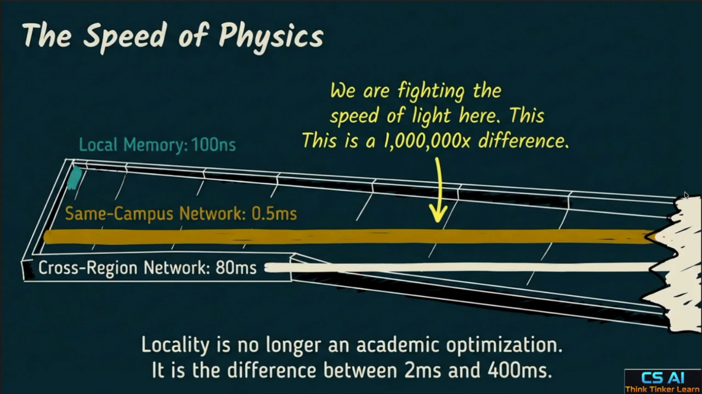Accessing local memory takes 100 nanoseconds, while a cross-region network call can take 80 milliseconds. That's a 1 million x difference. Locality isn't just an academic optimization. It is literally the difference between a lightning fast experience and a sluggish, broken system.